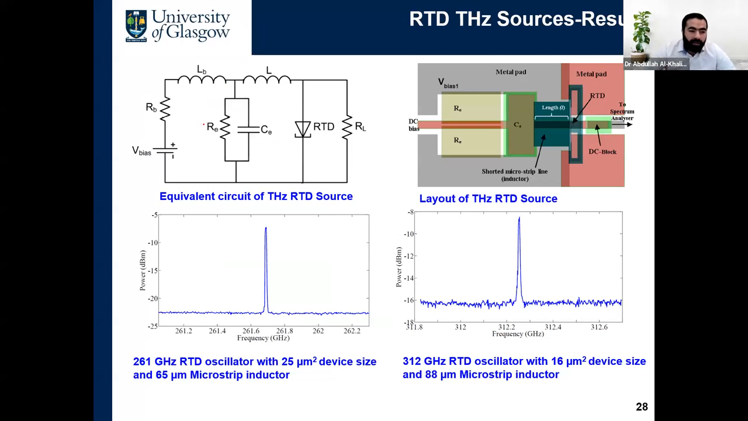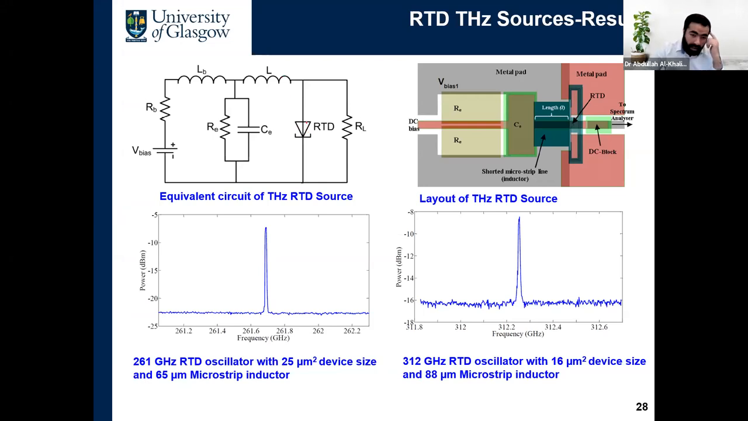To the left-hand side here, we see a schematic of the circuit design. Here we have the device or the diode, and the load or output at this side. The basic design principle is that it's a simple LC circuit. We have the inductance and we have the capacitance of the device, so these two will resonate with each other.